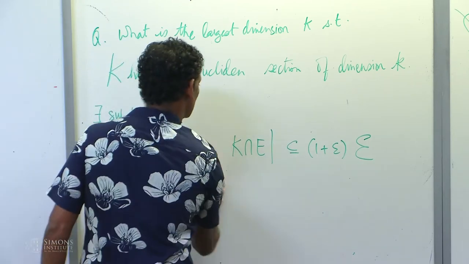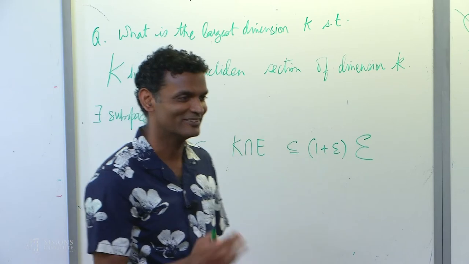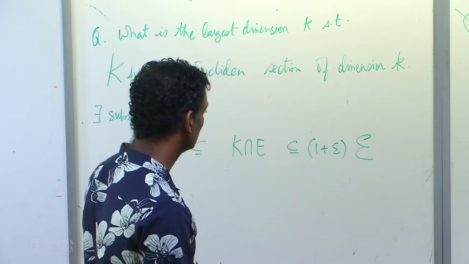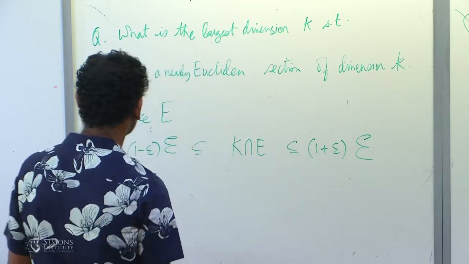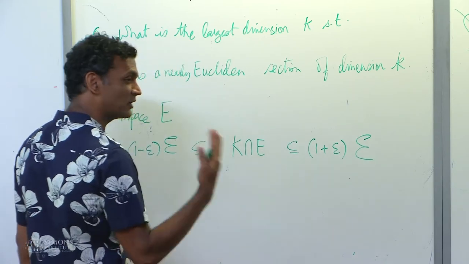And then what are you doing? There is no absolute value here. And the question is, given an epsilon, what is the largest k? So you want k as a function of epsilon.